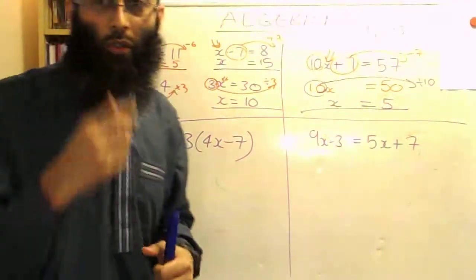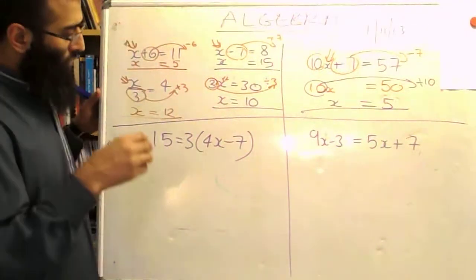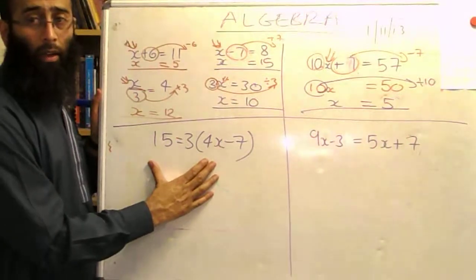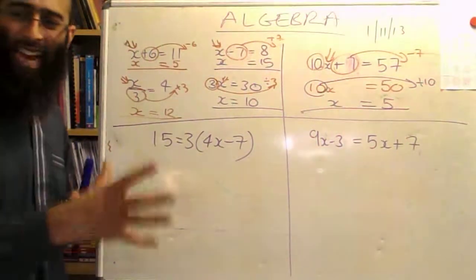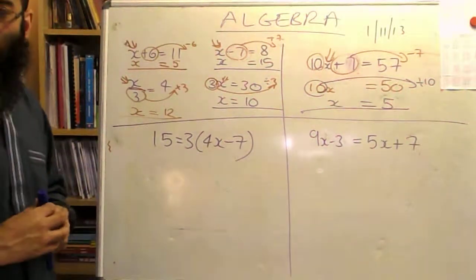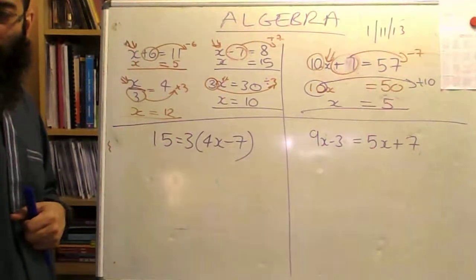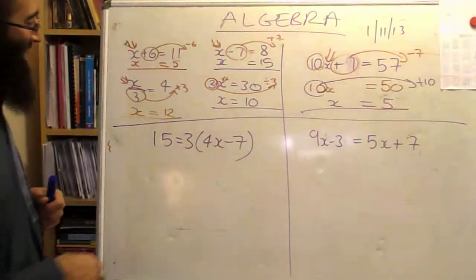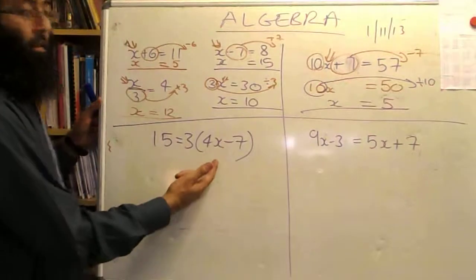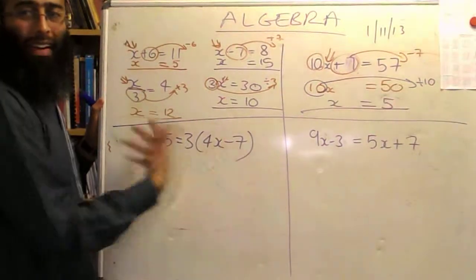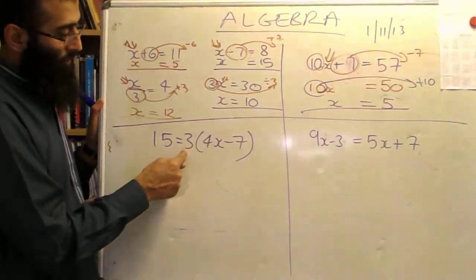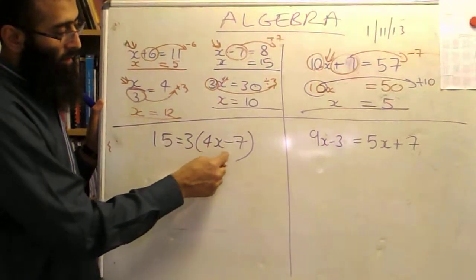Okay, next question is yours, Hamza. I want you to read this question to me, and then I want you to identify the actions. Okay, little Hamza, this is the next level of your questions, by the way. Alright, now, read this for me. What does it say? 15 equals 3, open bracket, 4x minus 7, close bracket.